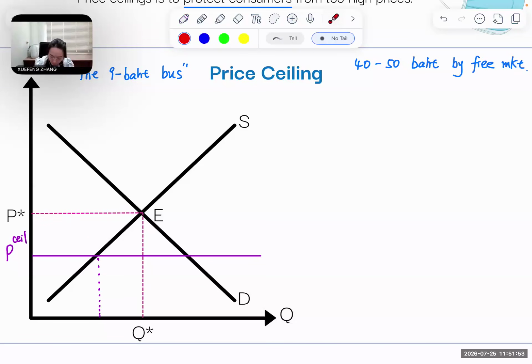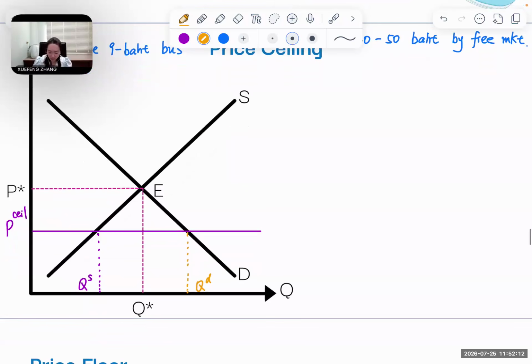This is from the supply curve. So this is the quantity supplied. And the other way around, from the demand curve, this is the quantity demanded, right? So what is the gap here? We have a shortage, right? Shortage.